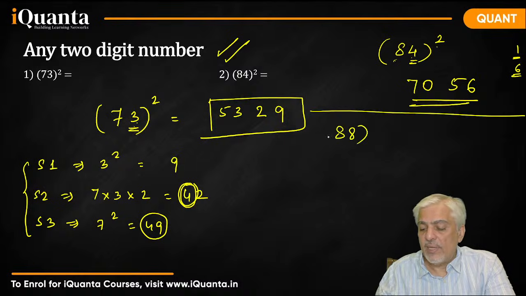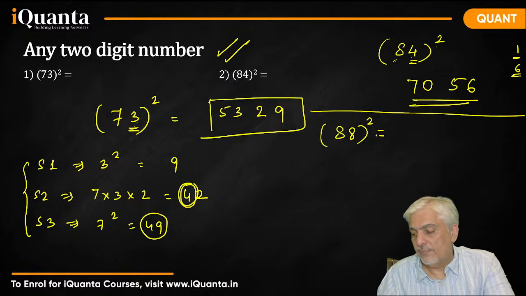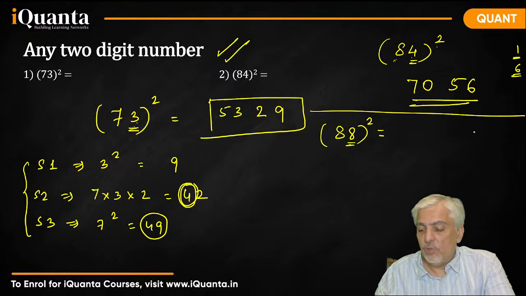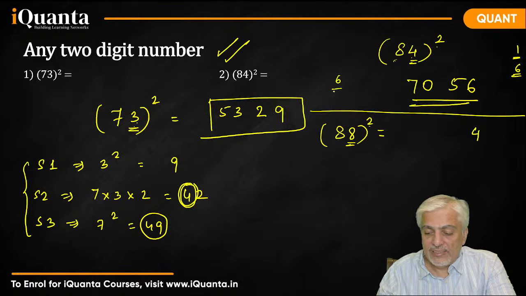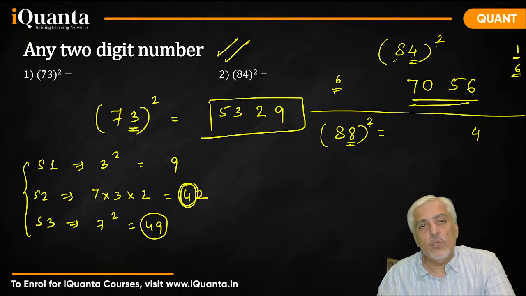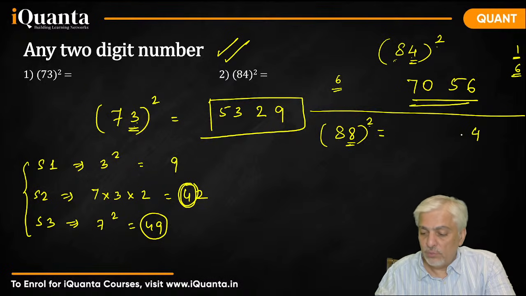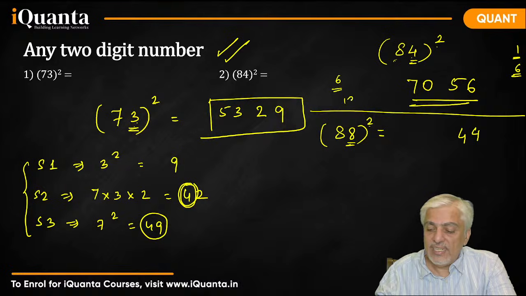88 square. 8 square 64, 6 carry over. Keep the carry over, don't forget the carry over. 8 8s are 64, 64 2s are 128. 128 plus this 6 is 134. 13 carry over.